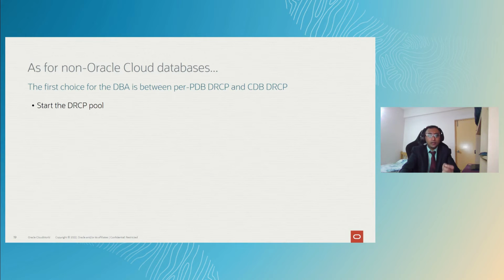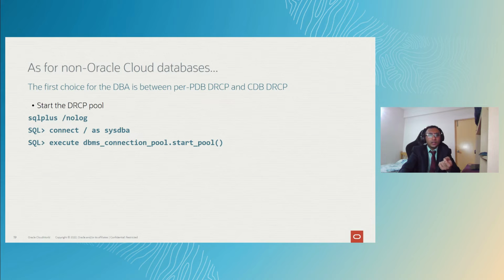But for non-cloud Oracle databases, the first choice that the DBA has to make is to see if the database DRCP configuration is per PDB DRCP or CDB DRCP. Now, for this example, I am going to take a CDB level DRCP. So in this case, only a database administrator with sysdba privileges will be able to start or stop the pool. In the case of per PDB DRCP, the PDB administrator with execute privileges on a package called dbms_connection_pool, which is a standard PLSQL package, will be able to start or stop the pool.